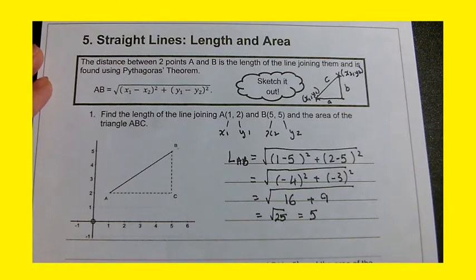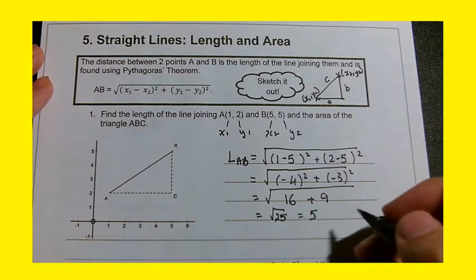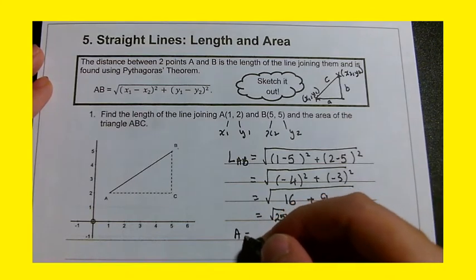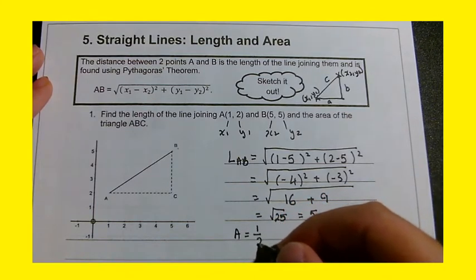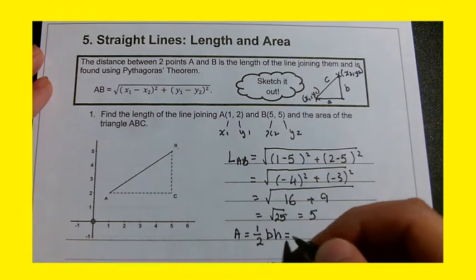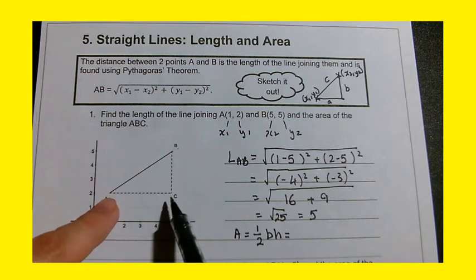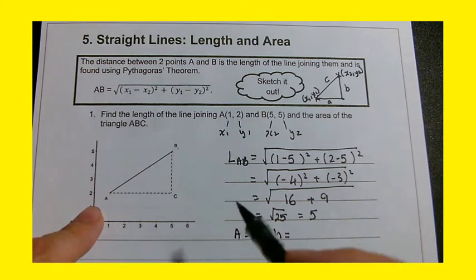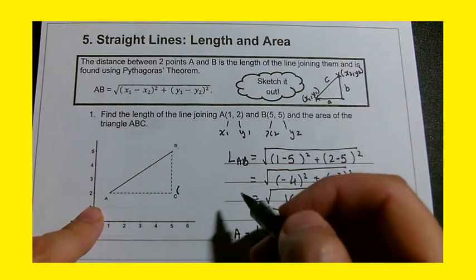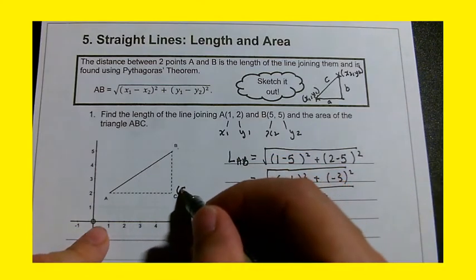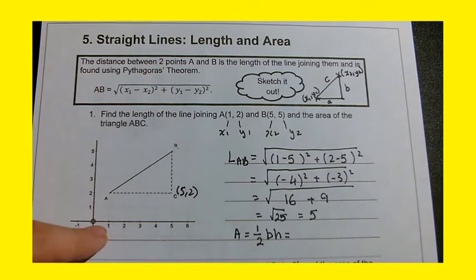So what's the area of the triangle? Well, the area of the triangle is half base times height. So if I think about that, my base would be the physical distance between A and C. Okay? And C is given as coordinate 5, 2. Okay, so that's my coordinate 5, 2.